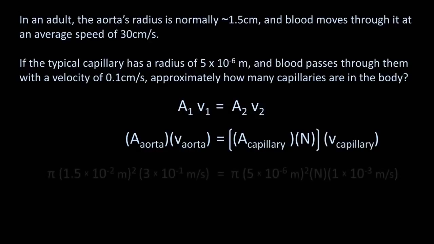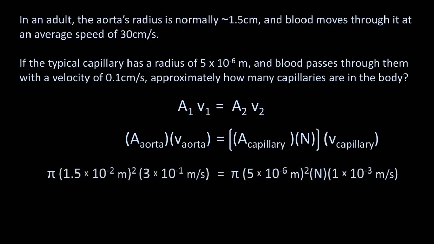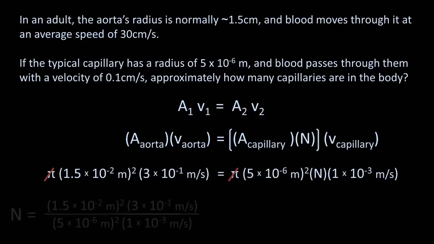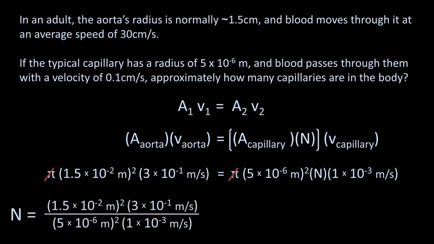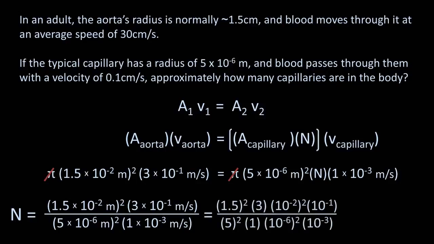Substitute in the known values. Pi cancels out. And solve for n. To make the arithmetic just a little more manageable, we can distribute the second power and rearrange terms. And with the help of a calculator, we determine that there are approximately 2.7 times 10 to the 9th capillaries in the body.